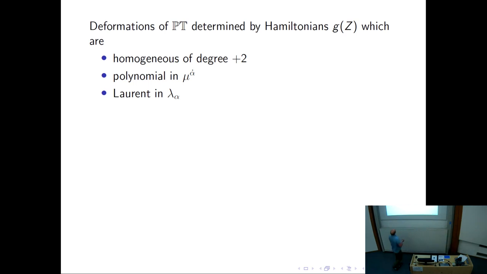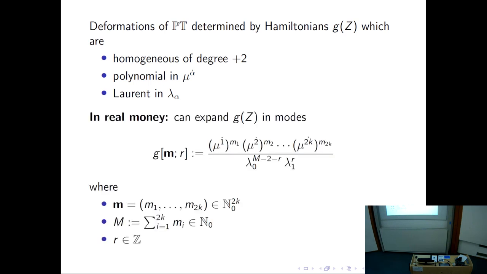So these things have to be Hamiltonian functions because we're preserving this Poisson bracket. They need to be homogeneous of degree 2, they need to be polynomial in the mu's, and they can be Laurent in the lambdas. The reason they can be Laurent in the lambdas is because we have this holomorphic fibration over CP1 that we're preserving. Okay. So then, in real money, all this means is that a generic deformation of the hyperkähler sector you can always just expand in terms of these modes.